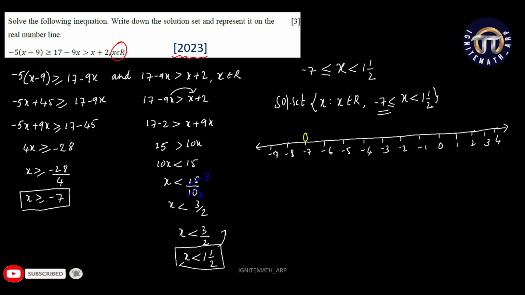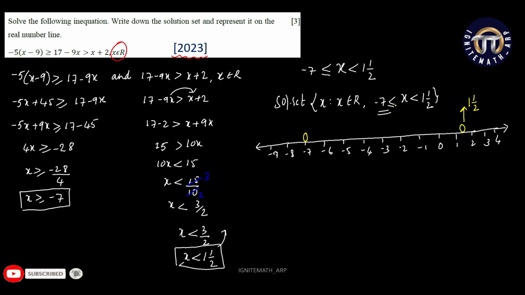It is in between 1 and 2, so I'll write it over here. Then, as I told you in the previous episode, this number should be written here. What does this circle represent? It represents 1 1 by 2. That should be written, and it is x is lesser than 1 1 by 2. So 1 1 by 2 is not included, so don't darken the circle over here.